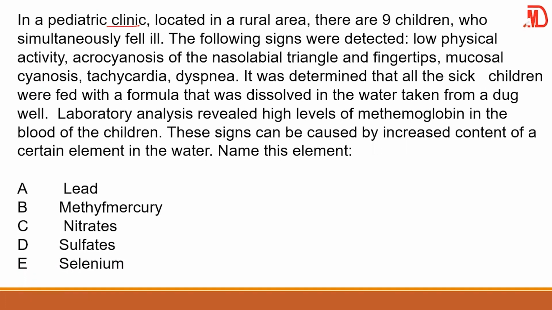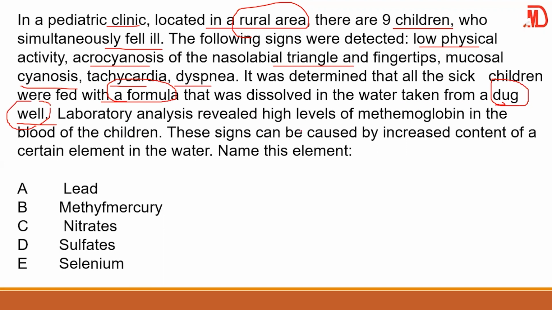In a pediatric clinic located in a rural area, there are 9 children who simultaneously fell ill. So whatever it is, everybody's having it. The following signs were detected: low physical activity, acrocyanosis of the nasolabial triangle and the fingertips, mucosal cyanosis, tachycardia, dyspnea. It was determined that all the 6 children were fed with a formula. So it's some kind of food, isn't it? That was dissolved in the water taken from a dark well.